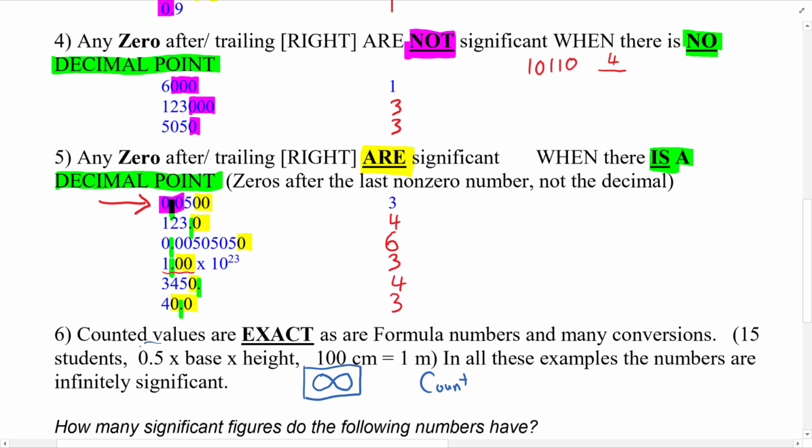1/2 base times height. Is that 0.5? Only 1 sig fig? No. That 0.5 is actually infinite sig figs. The formula is exactly 1/2 times the base times the height. And centimeters to meters. Those conversions, those metric conversions, those are also exact. So that 100 there and that 1 there are infinite. Now, there are some conversions that are not. The 2.54 centimeters per inch, that's not exact. That's only 3 sig figs.